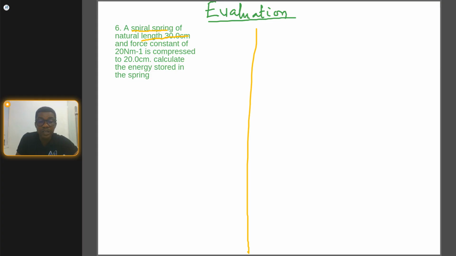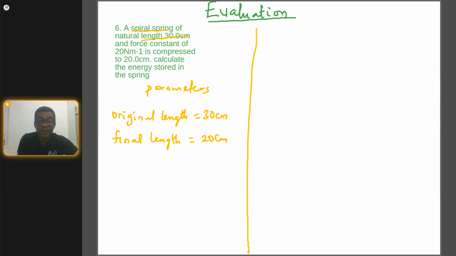So we have the original length of the spiral spring. We're writing out our parameters. The original length is given to be 30 centimeter, and we are given the length after compression. That's the final length. The final length is 20 centimeter.